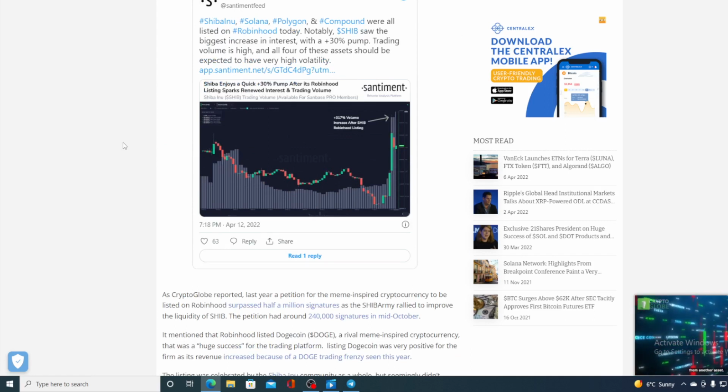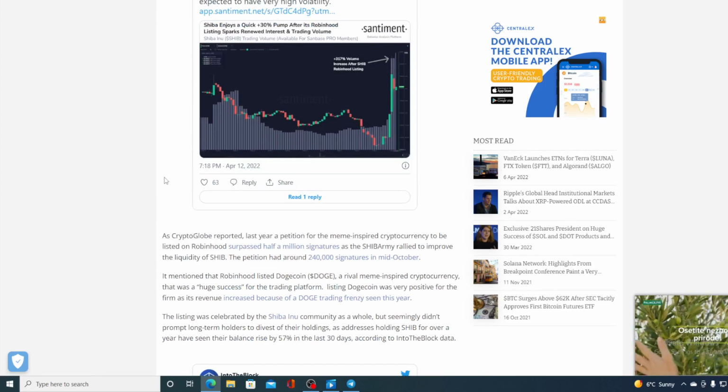As Crypto Globe reported last year, a petition for the meme-inspired cryptocurrency to be listed on Robinhood surpassed half a million in signatures as SHIB Army rallied to improve the liquidity of SHIB. The petition had around 240,000 signatures in mid-October. It mentioned that Robinhood listed Dogecoin's rival meme-inspired cryptocurrency, which was a huge success for the trading platform. Listing Dogecoin was very positive for the firm as its revenue increased because of the Doge trading frenzy seen this year.